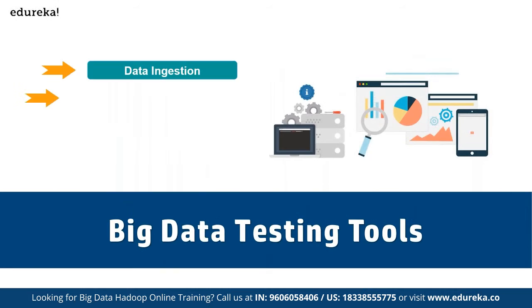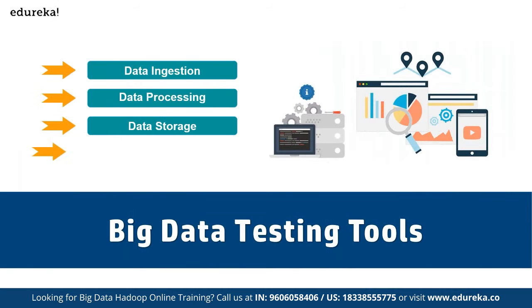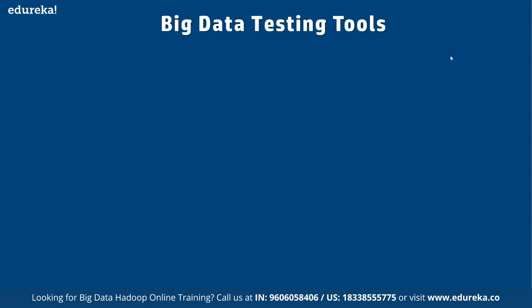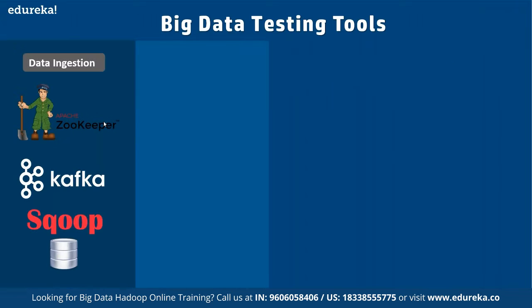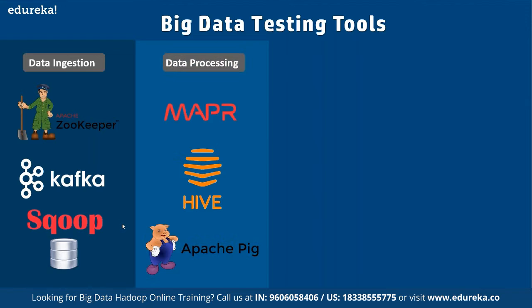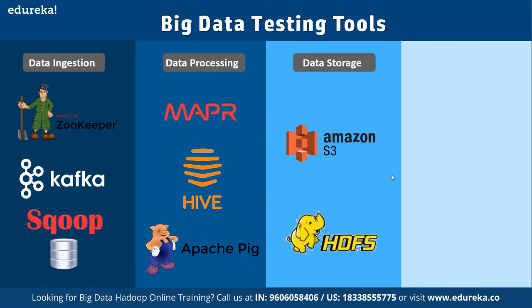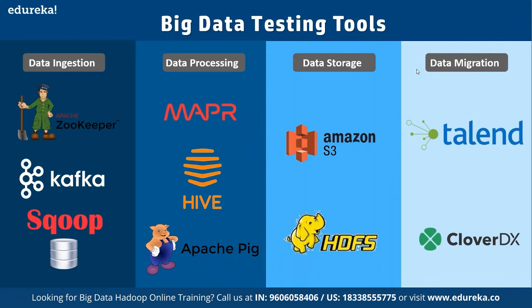So in terms of tools, there are multiple tools for data ingestion, processing, data storage, and data migration. As we discussed, there are multiple tools available for data ingestion. We have tools like Zookeeper, Kafka, and Sqoop. Then for data processing, we have MapReduce, Hive, and then Apache Pig. For data storage, we have Amazon S3 and HDFS, the Hadoop Distributed File System. Whereas for data migration, we have Talend and then CloverDX. So these all are the main tools offered under big data testing.